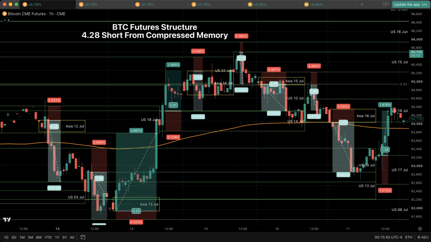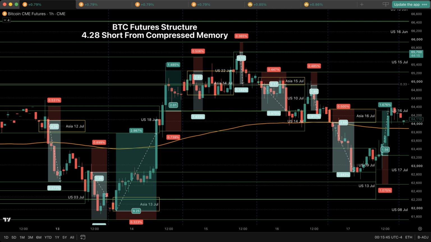After July 12th Asia session forms, price moves lower. It breaks below July 9th US session lower boundary. Then it pushes again into that lower memory area. It tests the lower side. Sellers gain control. Buyers cannot hold the old line. The move begins to open distance downward.